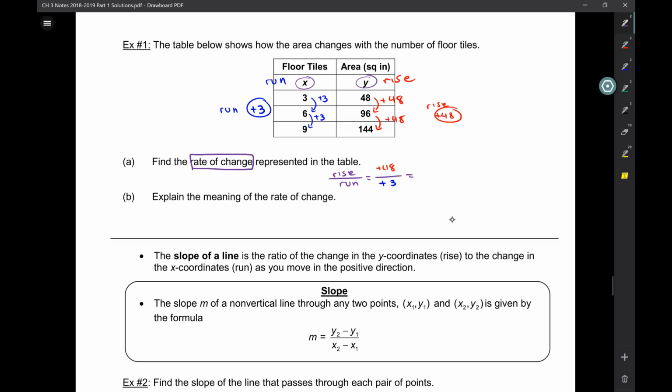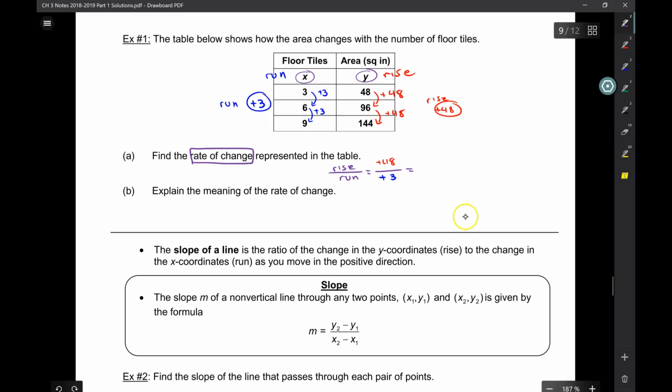Because it's got to be the rise over the run. So now, can we simplify this? We can divide top and bottom by 3. So this will be 16 over 1.